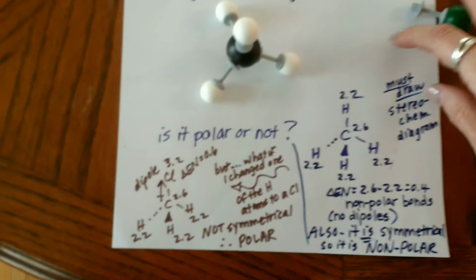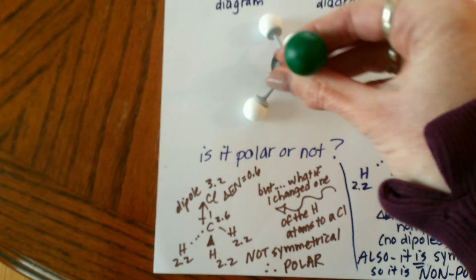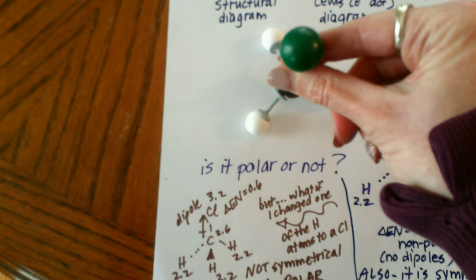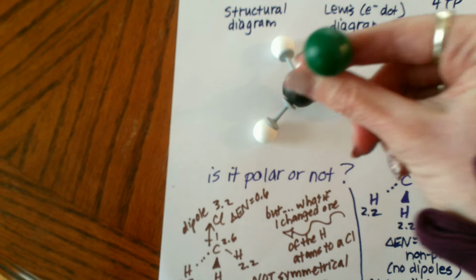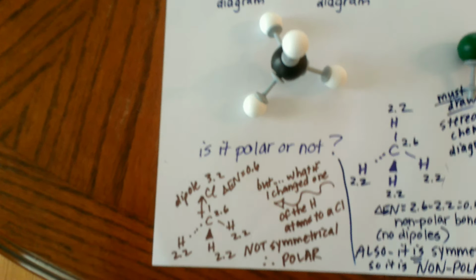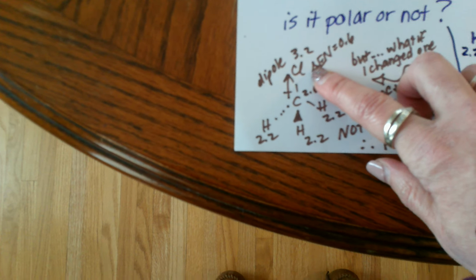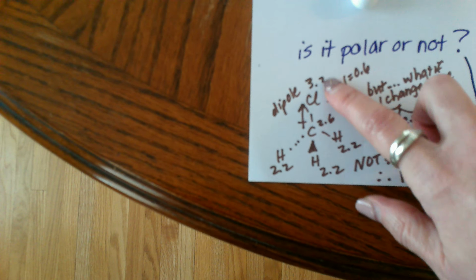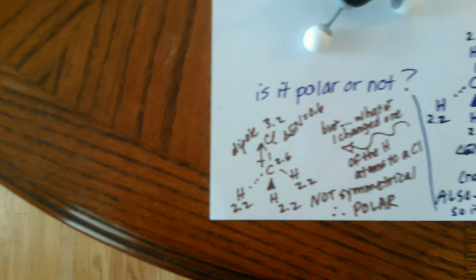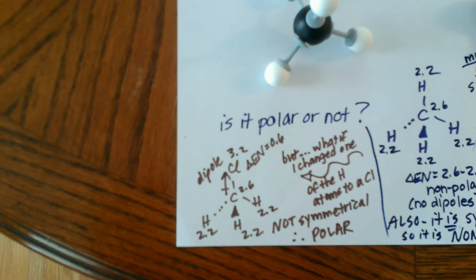Now, what if I changed and put this atom on top instead? This is a chlorine. So now what do we have? Well, if we have a chlorine atom on top instead, here's the deal. There is a dipole, and this is no longer a symmetrical molecule, and therefore it becomes polar.